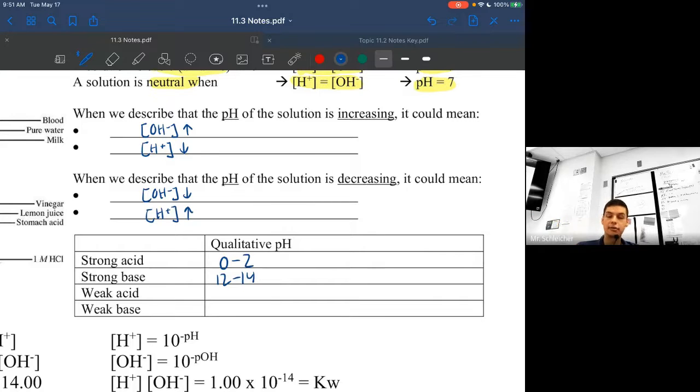Meanwhile, a weak acid will probably be below 7, but not too low, so maybe somewhere between 2 and 6.9. And a weak base will be above 7, so it's basic, but not too high, so probably something like 7.1 to 12. So that's around where you can expect your pH levels to be if you're trying to compare strong acid versus weak acid versus weak base versus strong base.